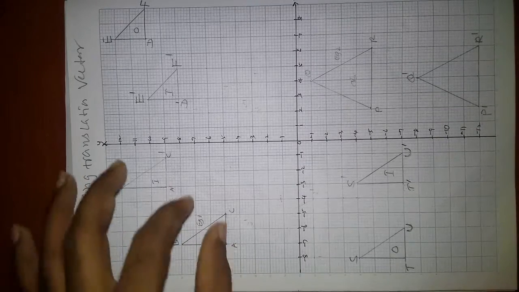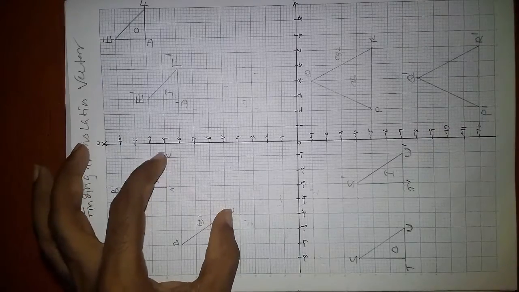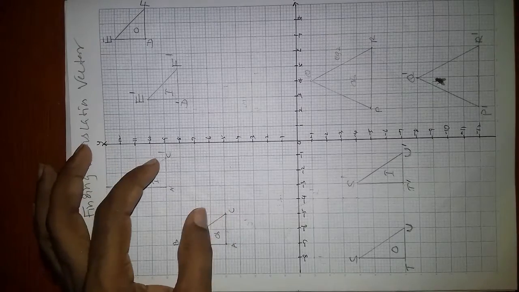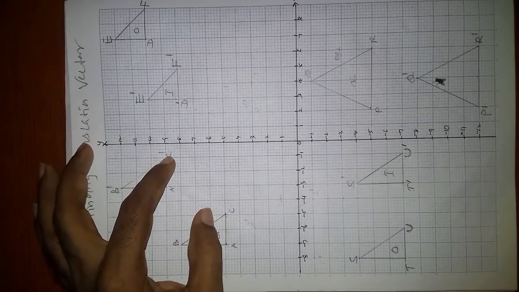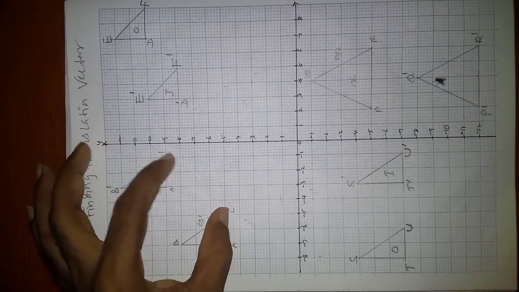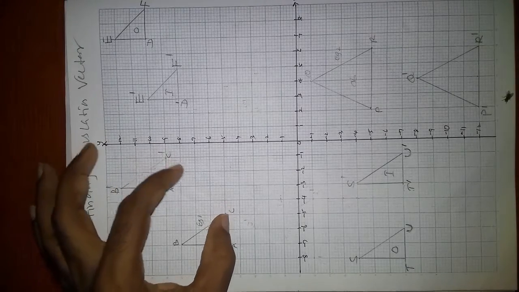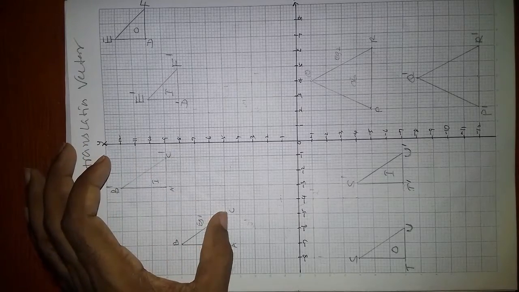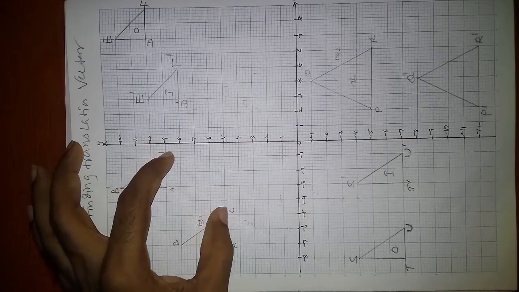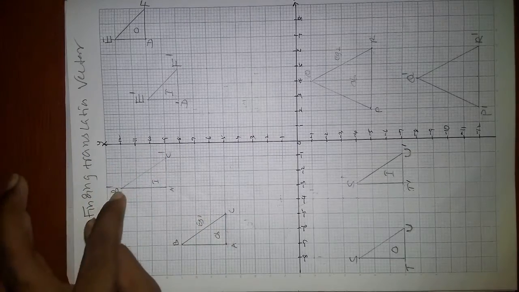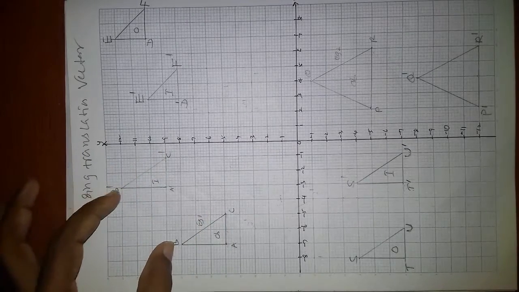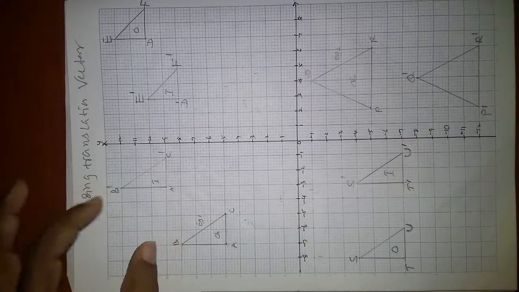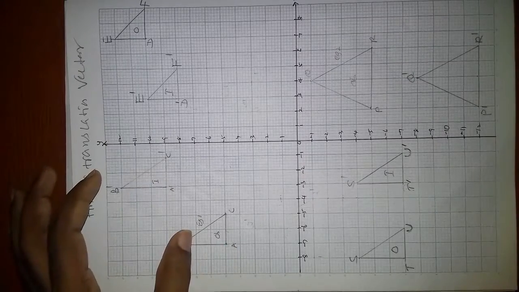A and A dash, C and C dash, these are called corresponding object and image points. That means this object point has been translated onto this C dash image point. This is the point onto which this object point has been translated. This is the point onto which object point B has been translated. Therefore, these two are corresponding object and image points.